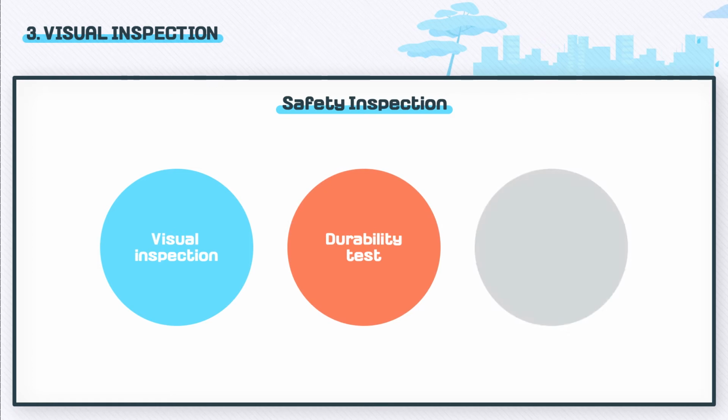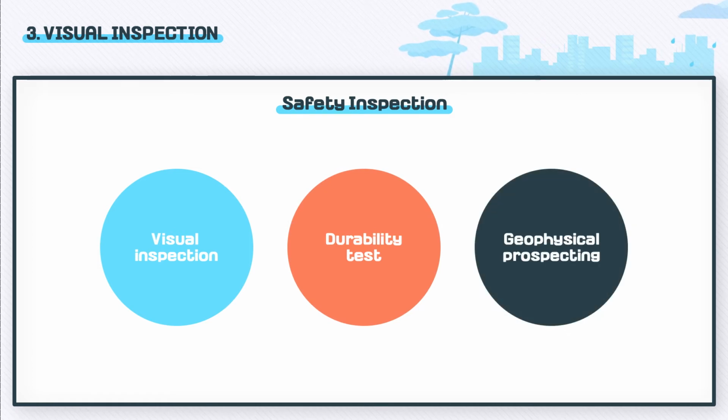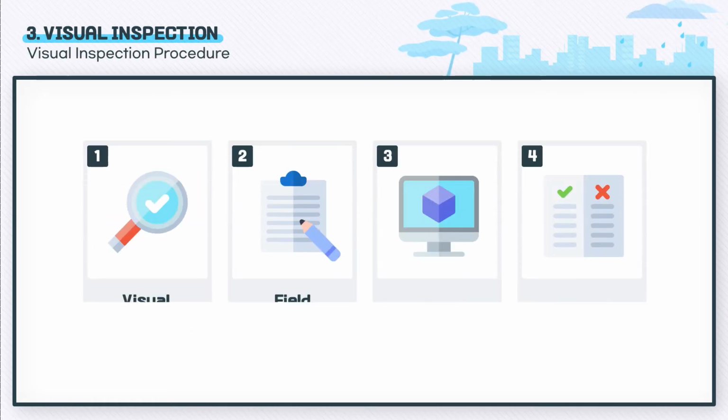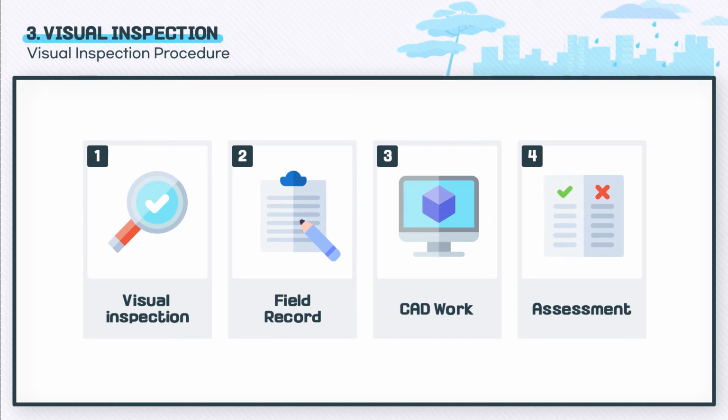The process of conducting a safety inspection involves a visual inspection, durability test, and geophysical prospecting. Among these, we will first discuss the methods and order of a visual inspection. Visual inspections help to determine whether there are any defects on the surface of structures, and if so, the severity of the defects. The steps involve directly inspecting the structure on site and recording any defects and damages in a field note, recording them at the office on CAD, evaluating them according to the detailed guidelines, and assigning a score.